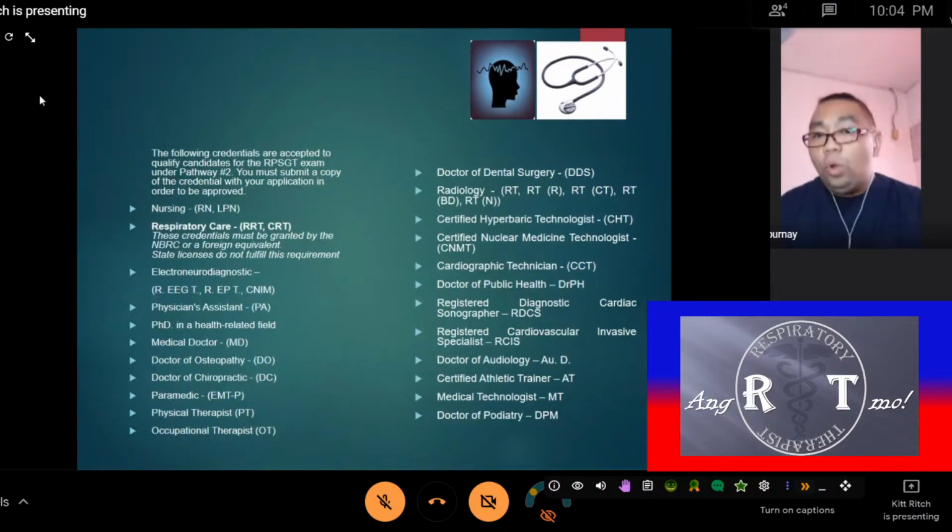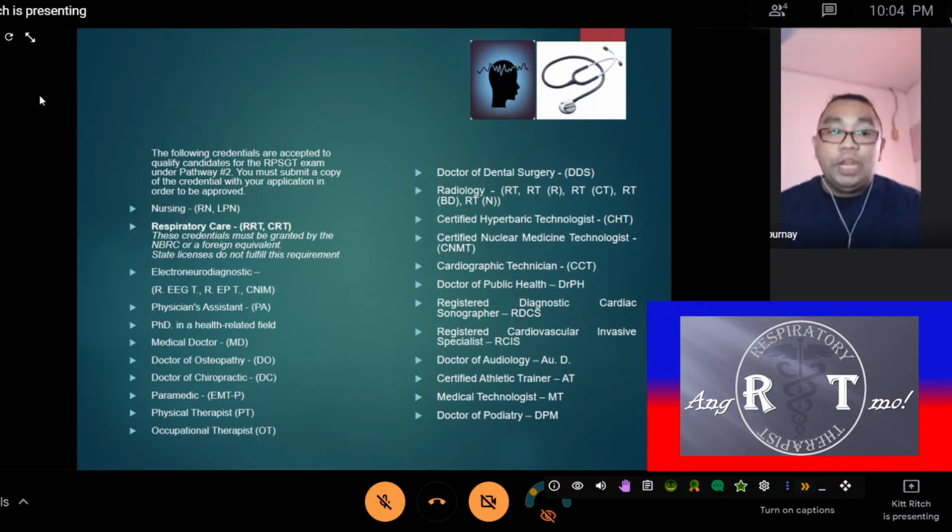Okay. Now, who are the allied health professionals that are candidates for the RPSGT examination? First on the line are the nurses, a registered nurse, or in the United States, a licensed practical nurse. Of course, respiratory care, regardless of whether it's an RRT or a CRT, so the credentials must be granted by the NBRC or a foreign equivalent. State licenses do not fulfill this requirement.